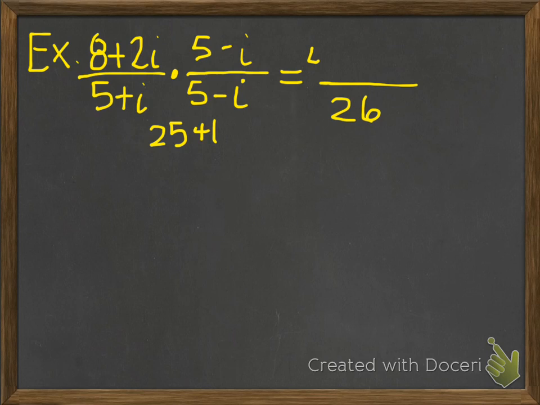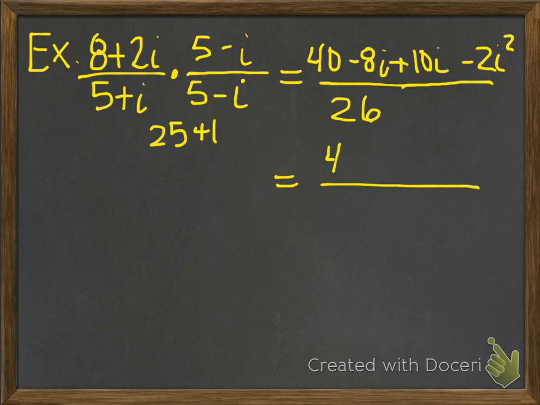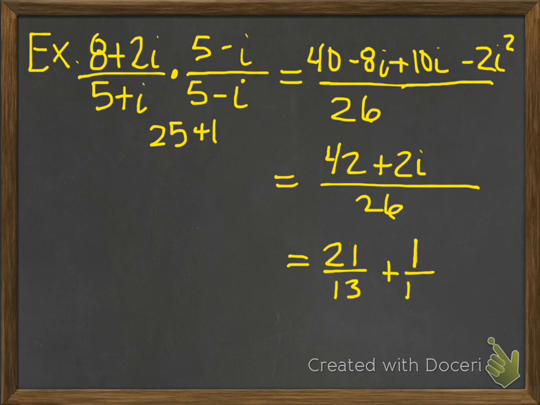And then I can do 8 times 5, which is 40. 8 times negative i, which is negative 8i. 5 times 2i, which is 10i, and 2i times negative i, which is negative 2i squared. So I would have 40, and remember that minus 2i squared will become plus 2, so 40 plus 2 is 42. 10 minus 8 is 2i, over 26. Simplify, and you get 21 over 13 plus 1 over 13i. And that's your answer. That's dividing.